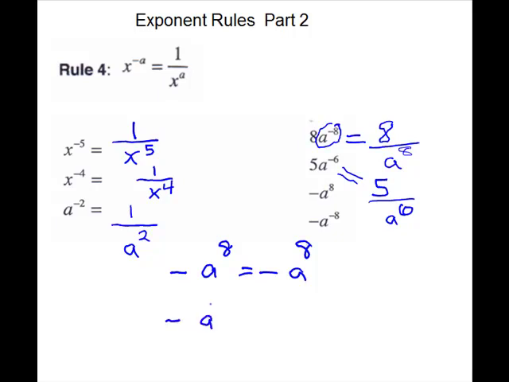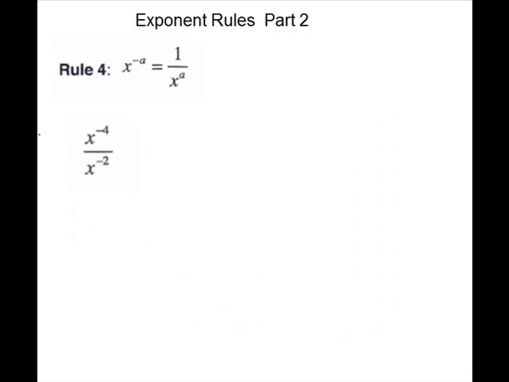And our last one, negative a to the negative 8. This is like a negative 1 in front. So it is going to stay, but your a is going to move down to get a positive 8. So then you will have to write a 1 in the numerator.